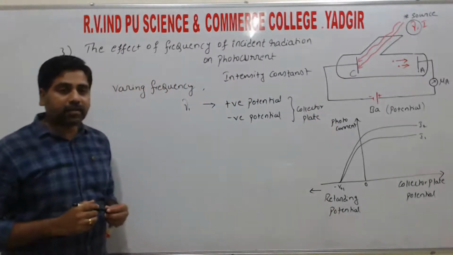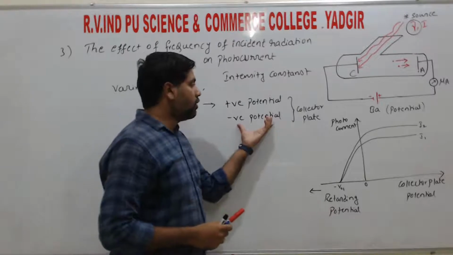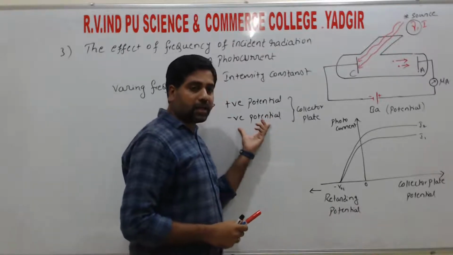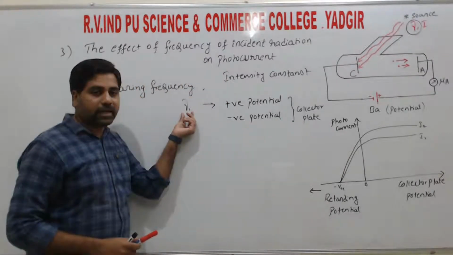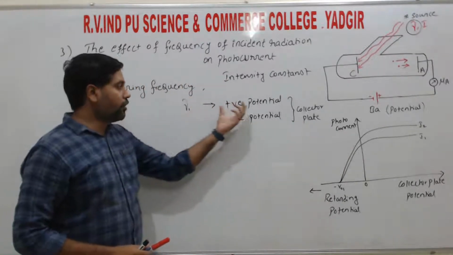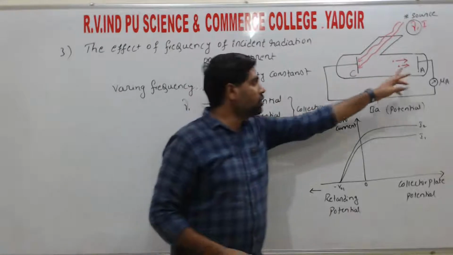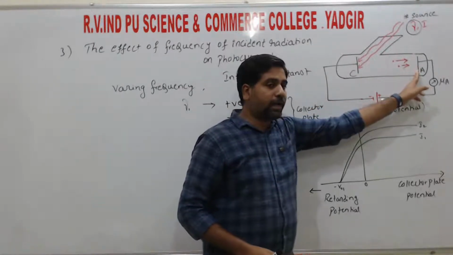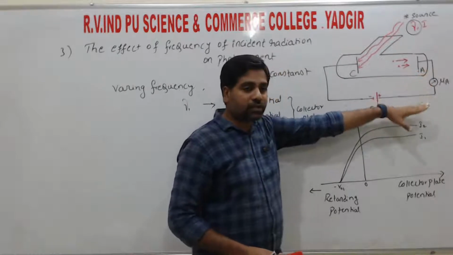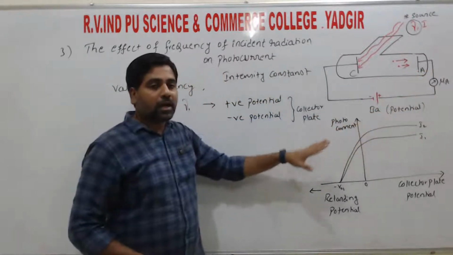We are studying the potential difference, that is the accelerating potential, versus the photocurrent. For the first case, that is for frequency nu1, we are applying a positive potential to the plate A, and then we are applying a negative potential to the plate A. So here we are getting one is the saturation current and another one is the cutoff voltage.